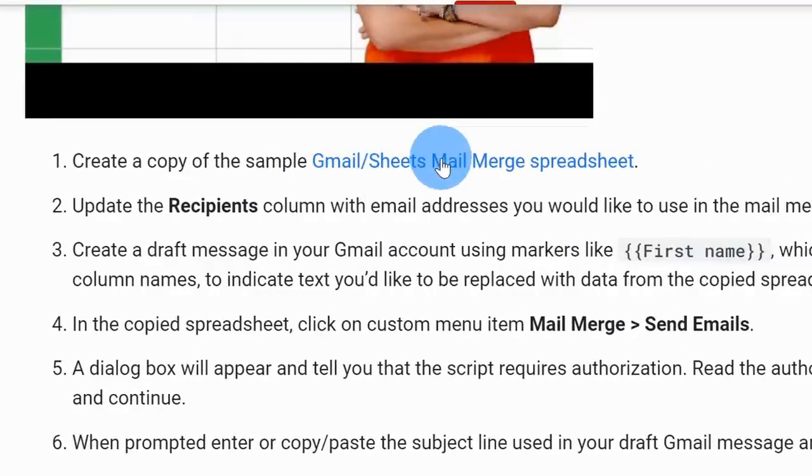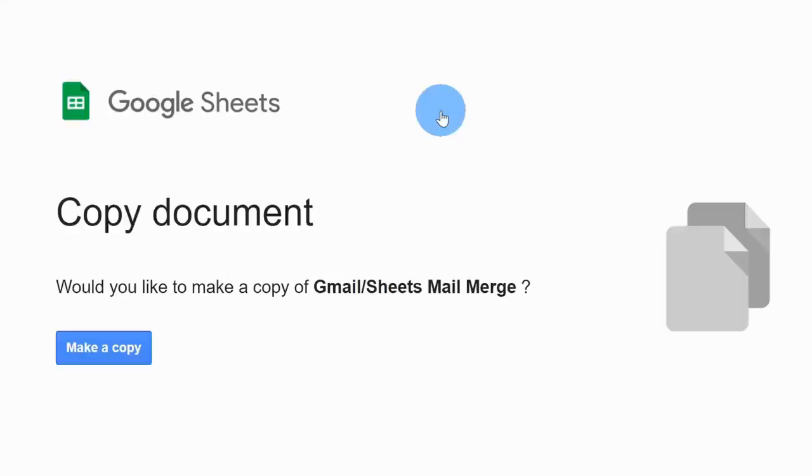If we scroll down about halfway down the page, we see a Gmail Sheets mail merge spreadsheet. We're going to use this spreadsheet to run the mail merge, and this has all of the logic and the script within. Let's click on this. This opens up a prompt asking if we want to copy the document over into our Drive account. Let's click on make a copy.